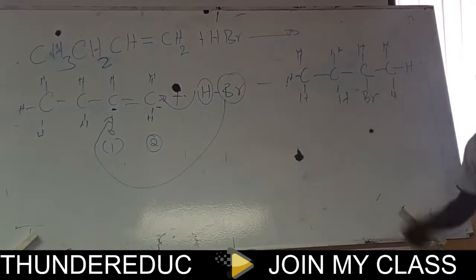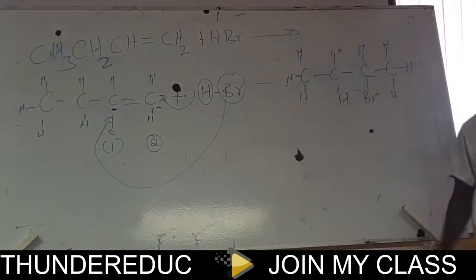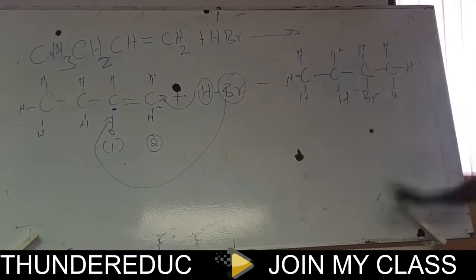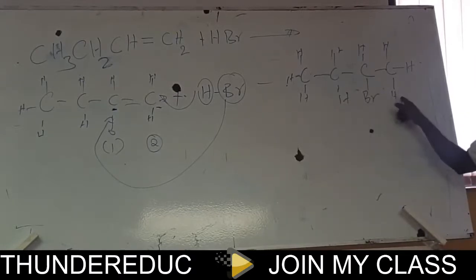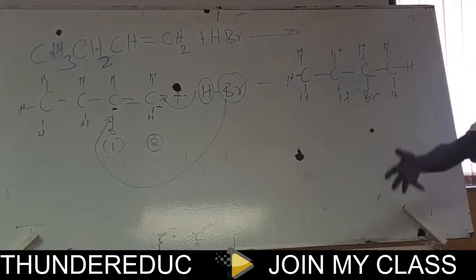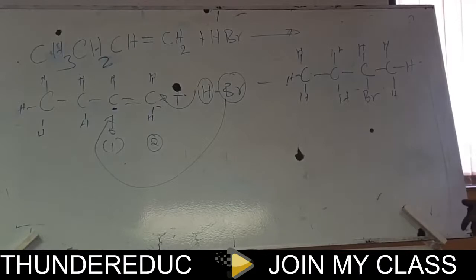If you swap them, you're gonna get a zero. Because this one becomes a minor product, this one becomes a major product. When you swap them, you put this one here, it becomes a minor product. It happens in a reaction, but it is a minor product.